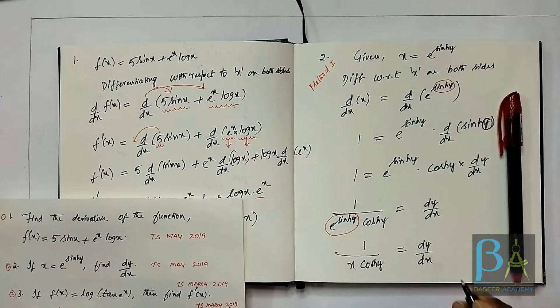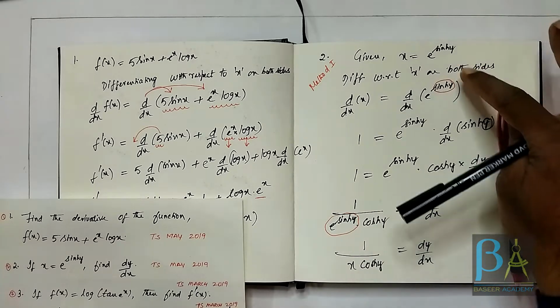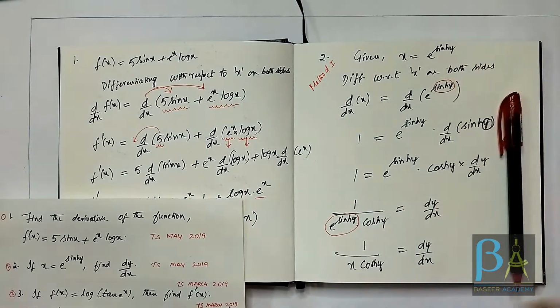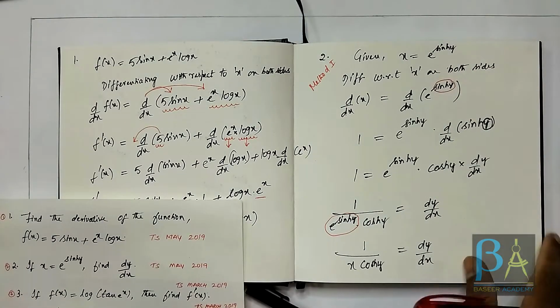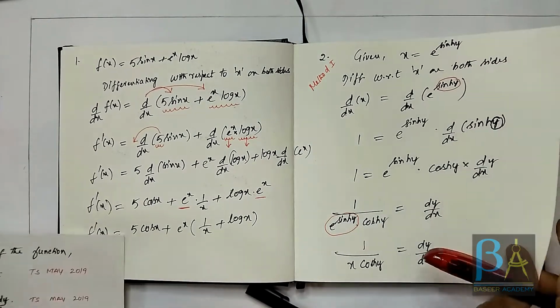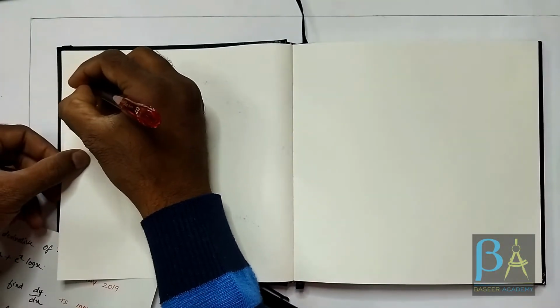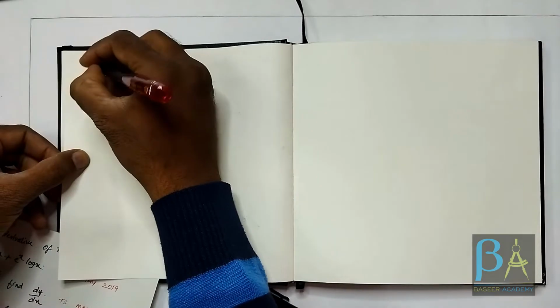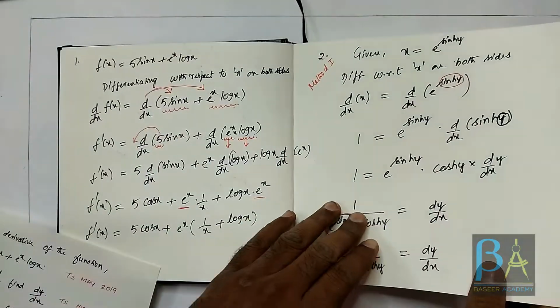So dy by dx is 1 by x cos hy. So this is one way of differentiating this. Let me differentiate this by using one more method. Let me teach you how to differentiate this by applying log on both sides. Let me name this as method 2.